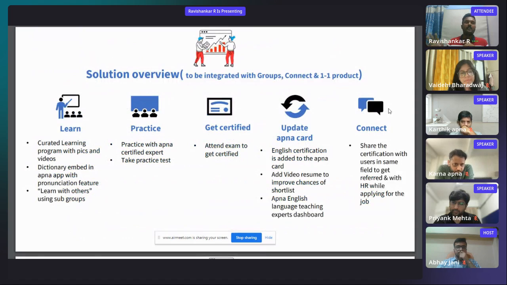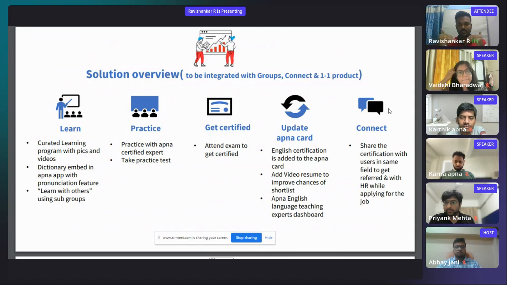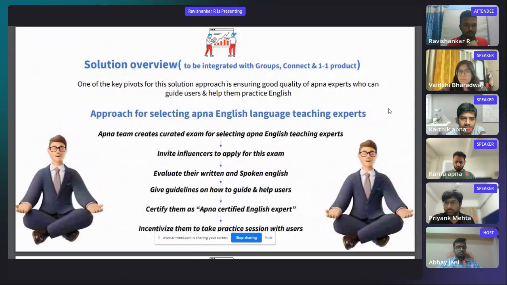The next one is the solution overview. This is just an overview. What I'm going to propose is 5 different modules where under learn, I'll be giving them pics, videos, dictionaries, and other features, and practice sessions with Apna experts and getting certified. They will be able to update their certifications in the Apna card. And at last, they will be able to share this as well.